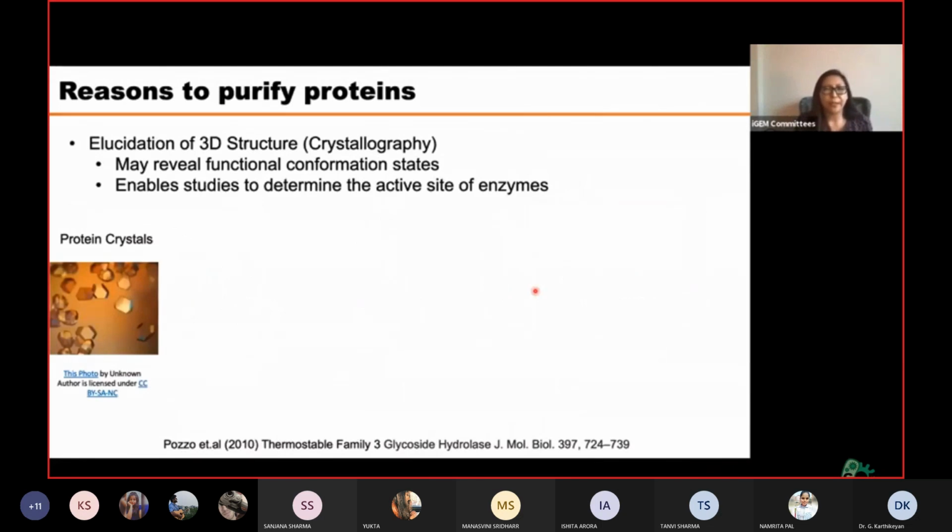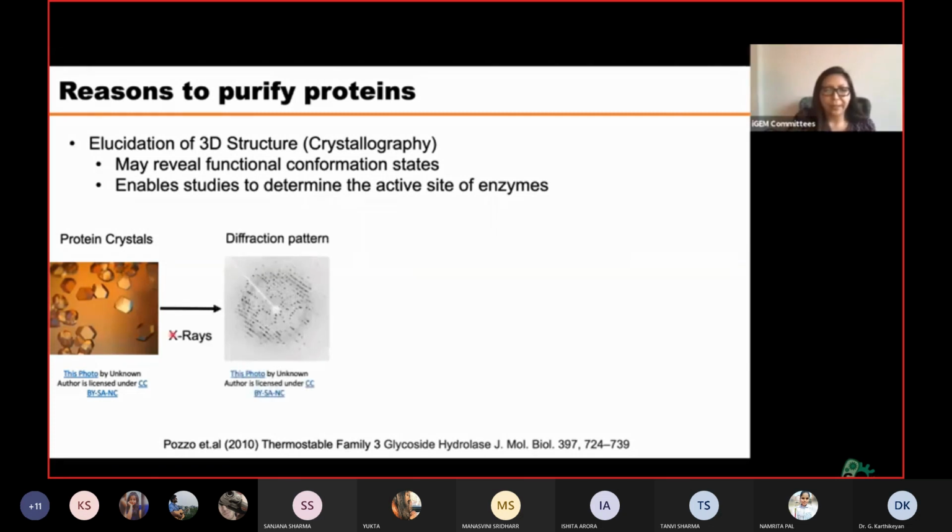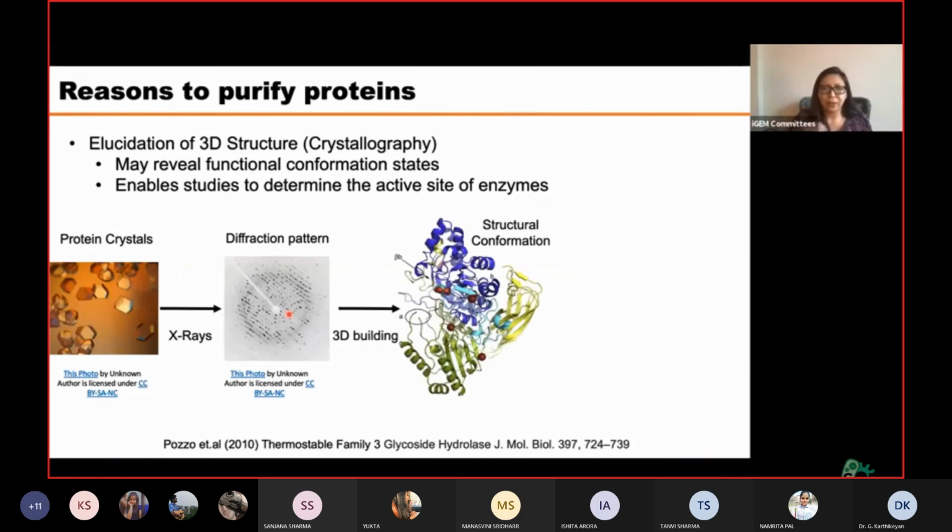So, reasons to purify proteins. One reason is the elucidation of a 3D structure, and you will use crystallography to do that. For that, you will generate protein crystals, which means you grow crystals. You put in protein that is really pure and highly concentrated, and when you get the crystals, you shoot them with X-rays, so you get a diffraction pattern, and this diffraction pattern helps you build up a 3D structure.